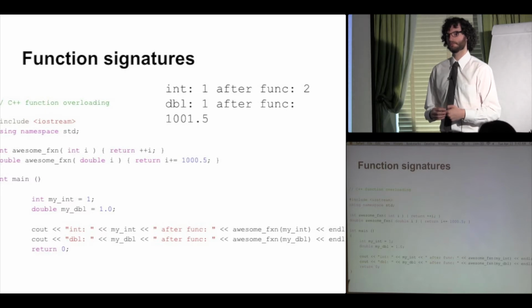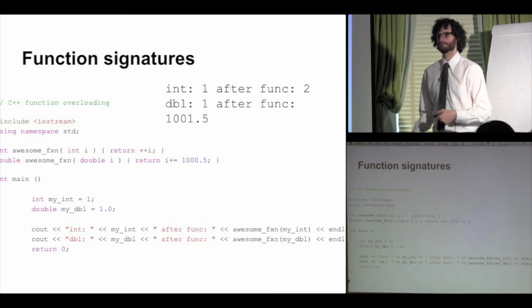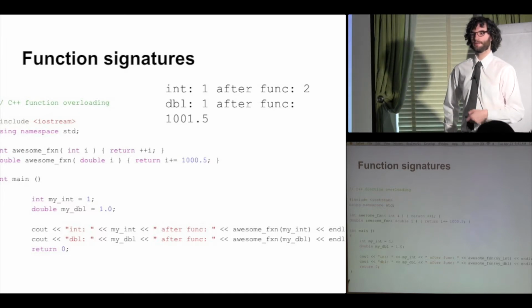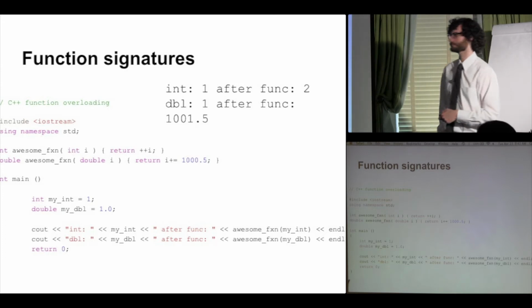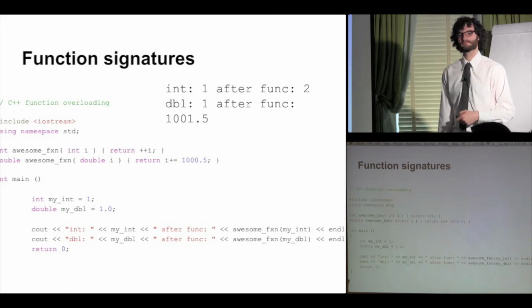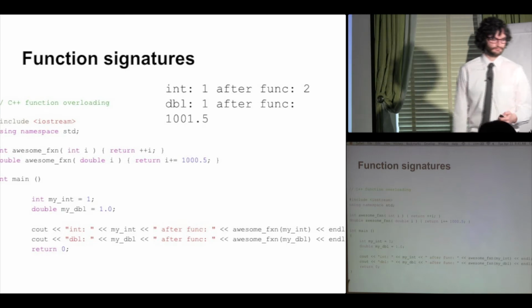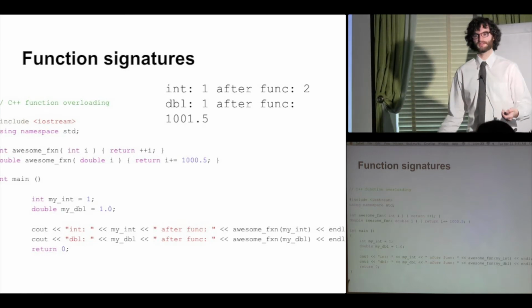So it'll be 1, right? The first one will be 1 and 2. It's going to say int 1 after func 2. I think so. Okay. I don't see any reason why not. The increment operator should work on a double. That can work. I mean, it should be fine because they're unique from each other, because one accepts a double and the other one accepts an int. Exactly.